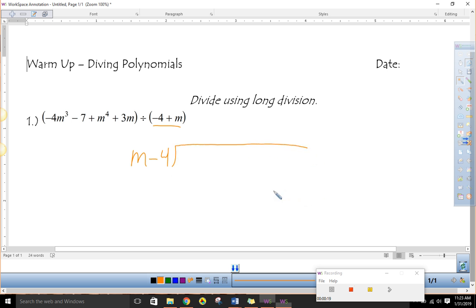And then, what am I writing underneath here? What's going first? Very good. M to the 4th. Then what? Minus 4m to the 3rd.